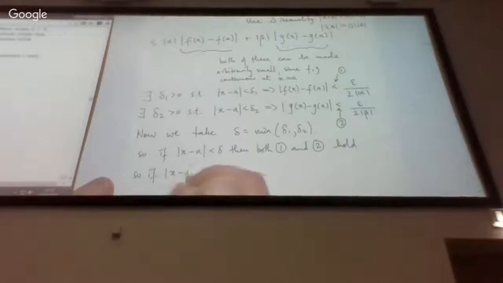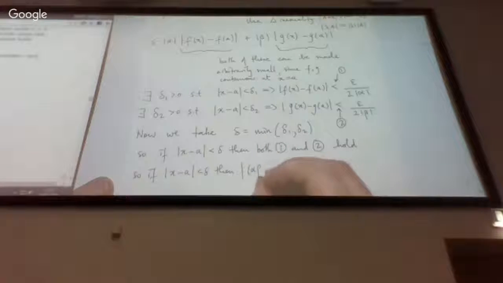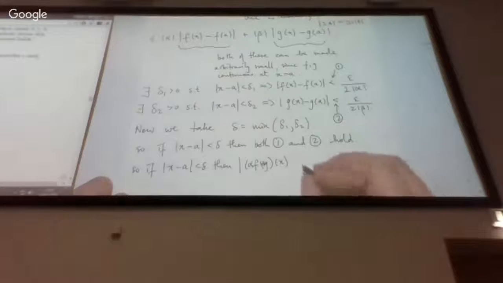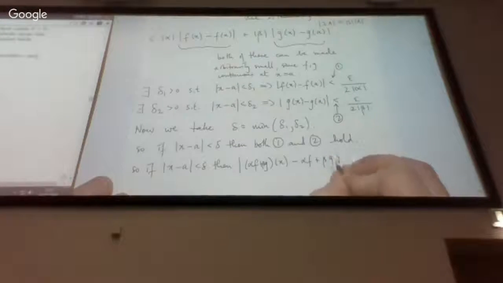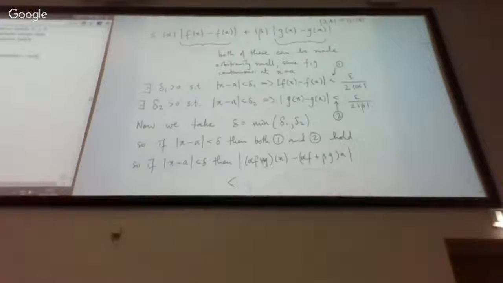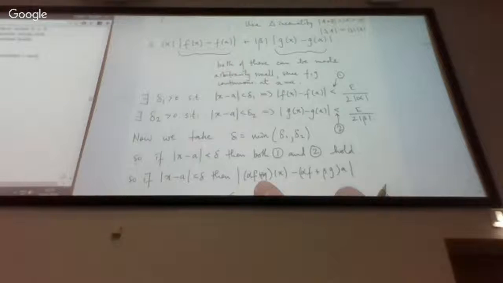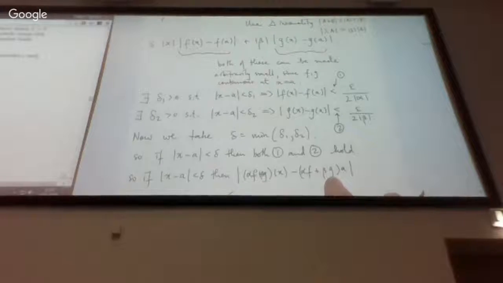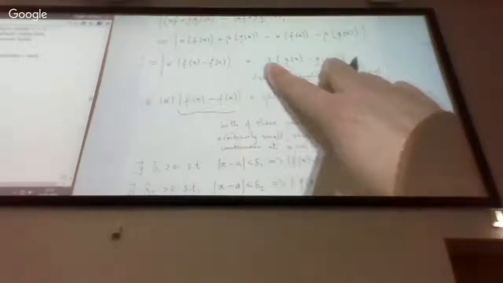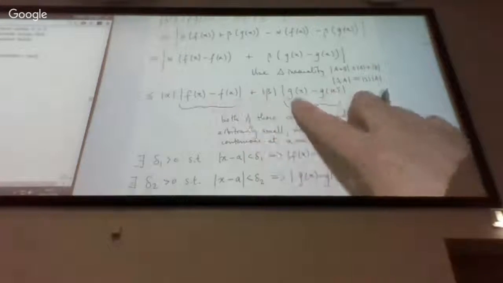So if |x − a| is less than delta, then the absolute value of alpha f plus beta g evaluated at x, minus alpha f plus beta g evaluated at a, this will be strictly less than, because I know that this, alpha f plus beta g at x minus alpha f plus beta g at a, is what I looked at up here, and I know that this is bounded above by this expression here.